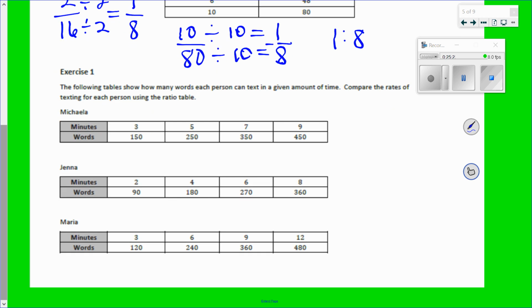Exercise 1. I love this problem. Okay, the following tables show how many words each person can text in a given amount of time. Compare the rates of texting for each person using the ratio table. Okay, so our instructions are to compare the rates. What do we do when we compare?